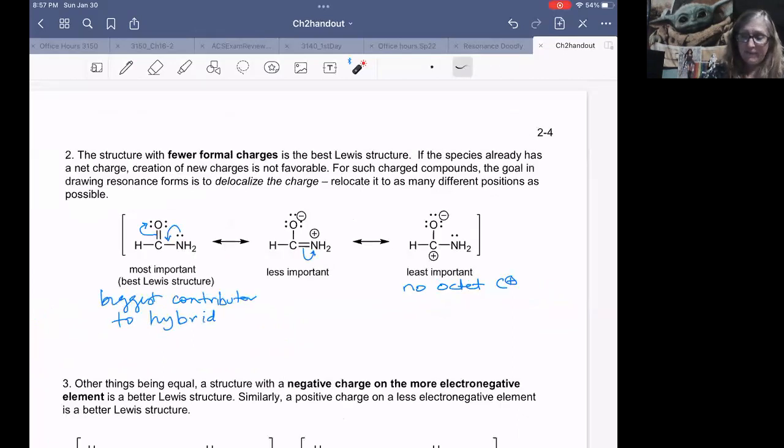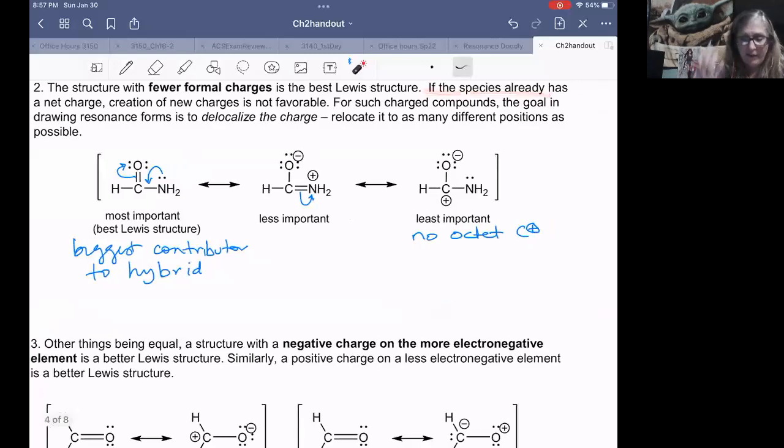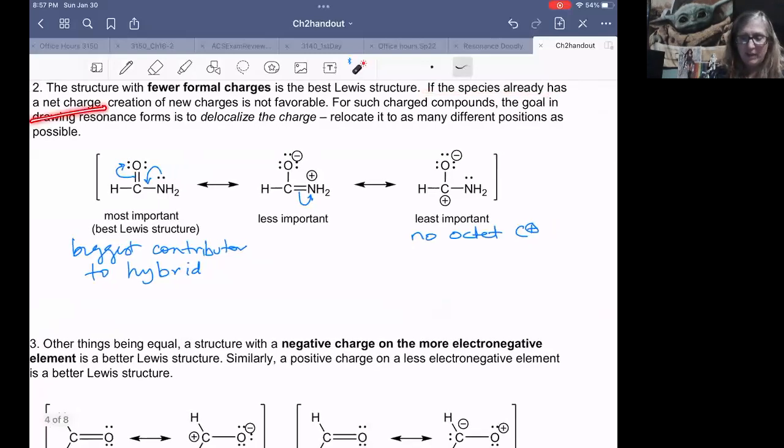Now, if you already have a charge, sometimes we're dealing with a compound or an ion that already is charged, then we're typically not going to create new charges. Our goal in that case is to see, hey, how many different places can we move that positive charge? Or can we move that negative charge? We want to delocalize it. We want to delocalize it as our goal if we already have a charge. This one didn't have any charges, so as soon as we move electrons around, we automatically get some charges being formed.